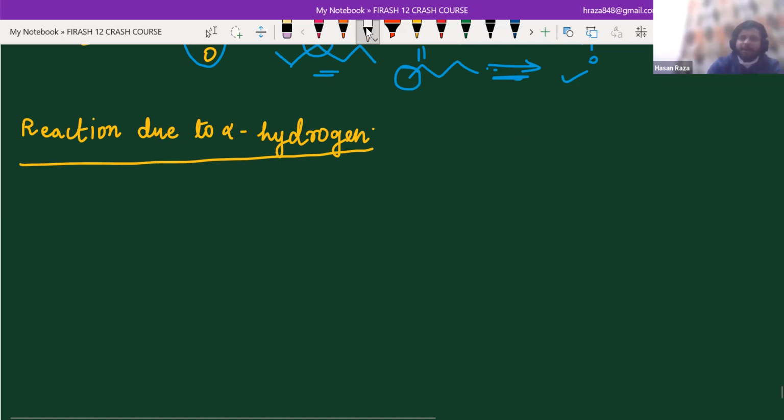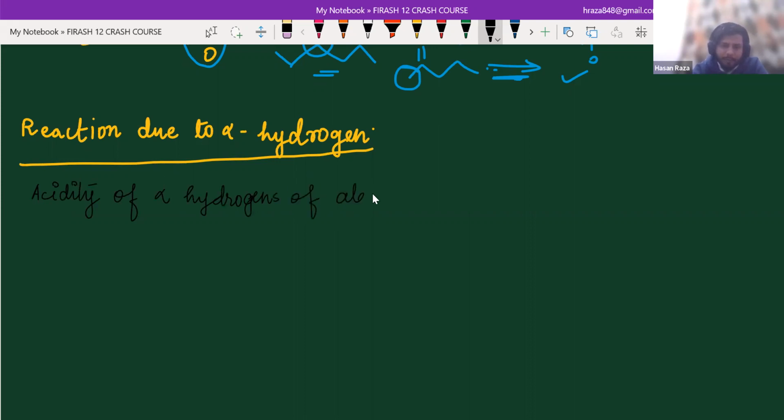Now see what will happen. First of all, due to alpha hydrogen, so basically this alpha hydrogen is the most acidic hydrogen in a compound. So I would like to write this: acidity of alpha hydrogen of aldehydes and ketones. And I will show you why these alpha hydrogens are the most acidic, other than other hydrogens.